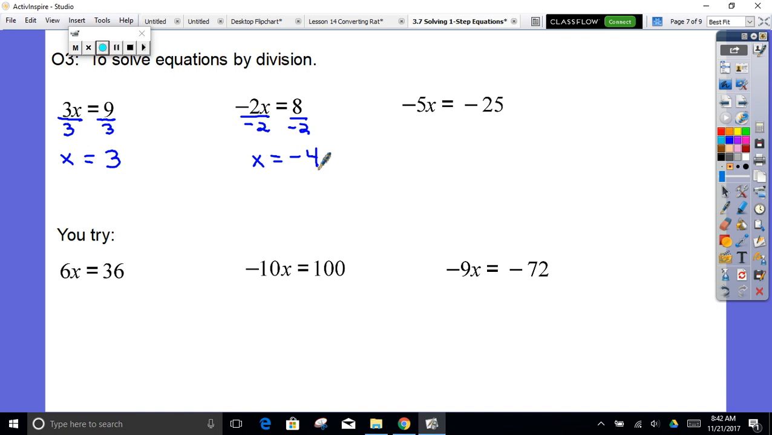Zoe, next one. You might put 5 under negative 5x and then the other one. Like that? Negative 5. Negative 5, thank you. Okay, x equals 5. Good. X equals positive 5. When we multiply or divide same signs, we get a positive answer. McKenna, next one. You would do 6x divided by 6 and 36 divided by 6 and x equals 6. Good.